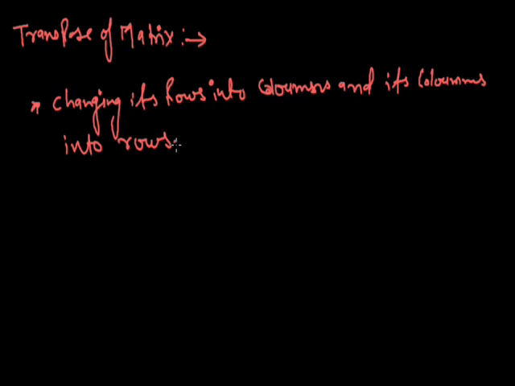So how to write the transpose? Now let's see. A is a matrix, A equals Aij, and the order of this is m by n. The transpose of the matrix is denoted by A transpose or A dash. Both represent the transpose of the matrix.